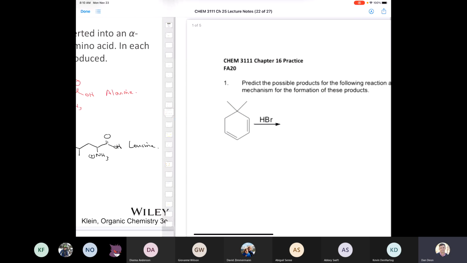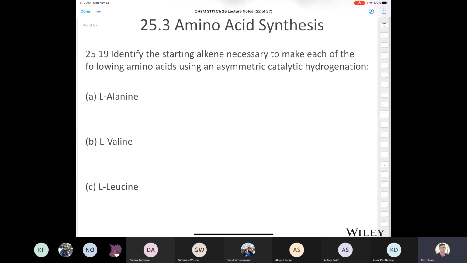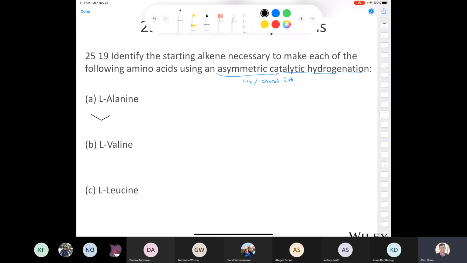This is 25.19. Lots of practice here. It says identify the starting alkene necessary to make each of the following amino acids using asymmetric catalytic hydrogenation. I told you that you don't have to write out the whole name of the asymmetric catalyst for this. If you just write H2, so hydrogen, and chiral catalyst, that works perfectly well for me. And so again, if we think about L-alanine, if you look up the structure of L-alanine in your textbook, it'll look something like this. I'm going to draw it at physiological pH. So we have the zwitterion.